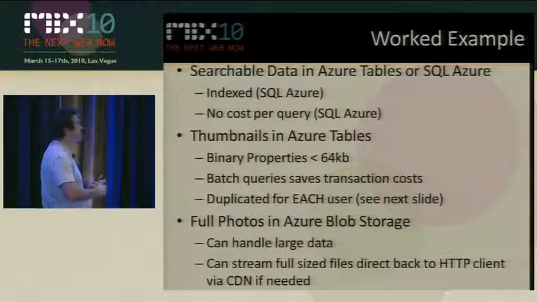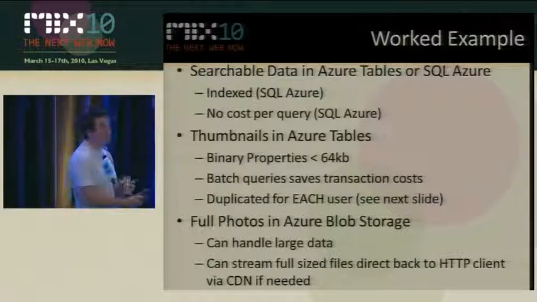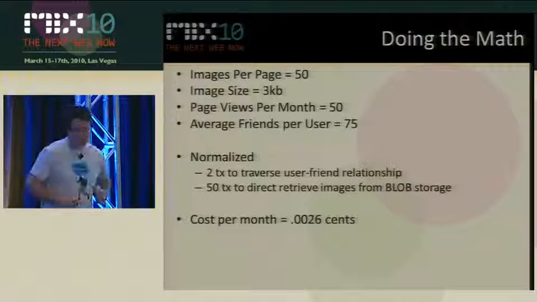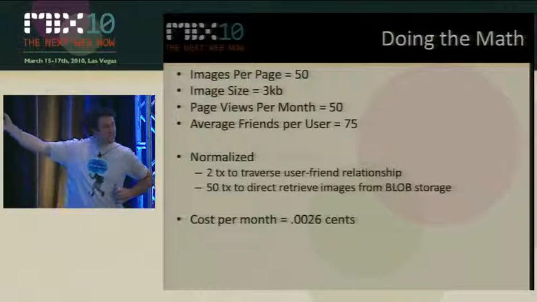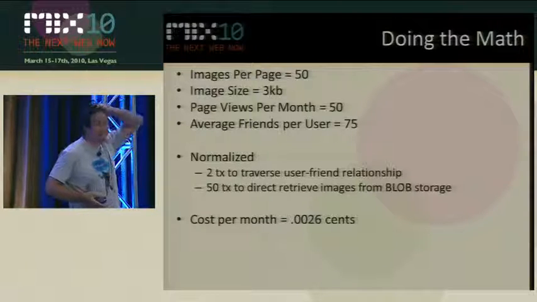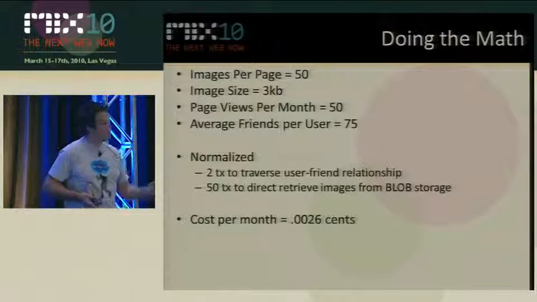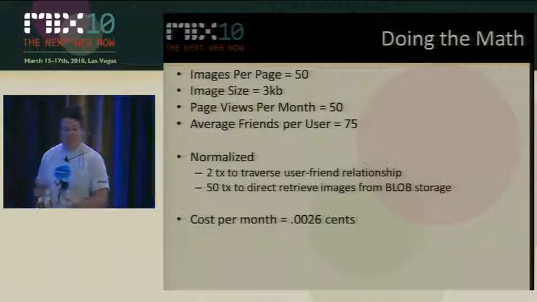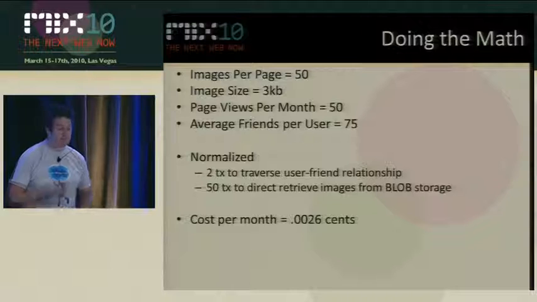Put your full photos into Azure Blob Storage and potentially push those out using the CDN. So I did the math, and this is based on me actually running a model and saying, how much is this going to cost. My math was 50 images per page, a thumbnail size of 3K, an average of 50 page views per month, and an average number of friends per user of 75.